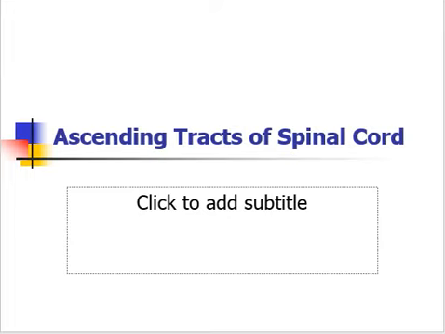Hello students, today we are going to discuss the ascending tracks of the spinal cord. Before we enter the spinal ascending tracks, we have to know about the spinal cord: where exactly it is situated, what the coverings are, what the shape and length are, what the segments are, and how the spinal nerves make their branches. So now we are going to see a little bit of detail.